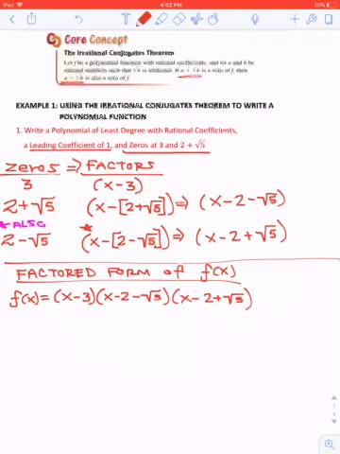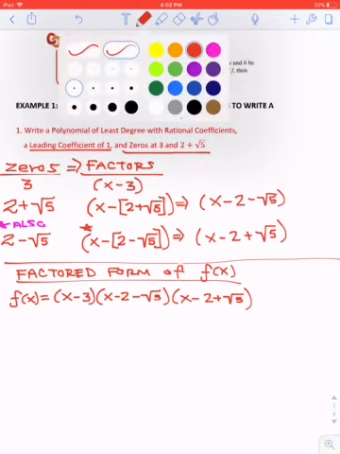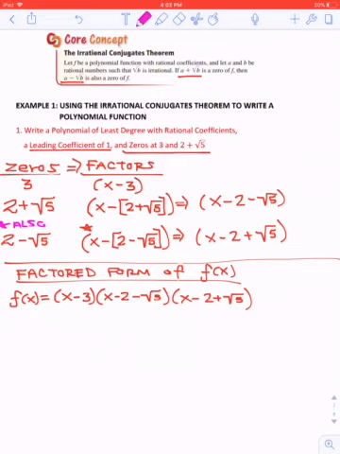Standard form means I need to take those factors and begin distributing them. When you need to distribute these, typically we would go left to right, but because of the uniqueness of having those irrationals, it's actually fastest to distribute the irrational factors first. So we are still representing f of x.